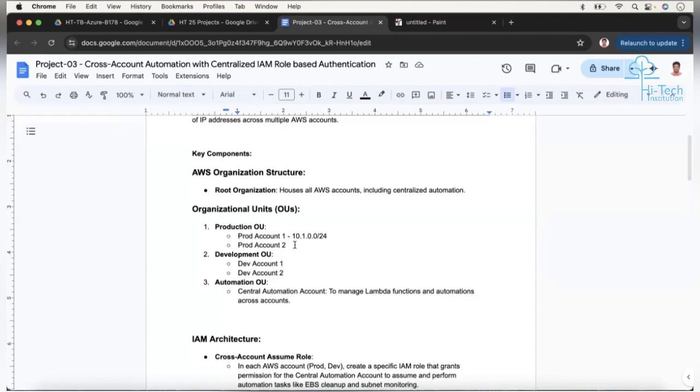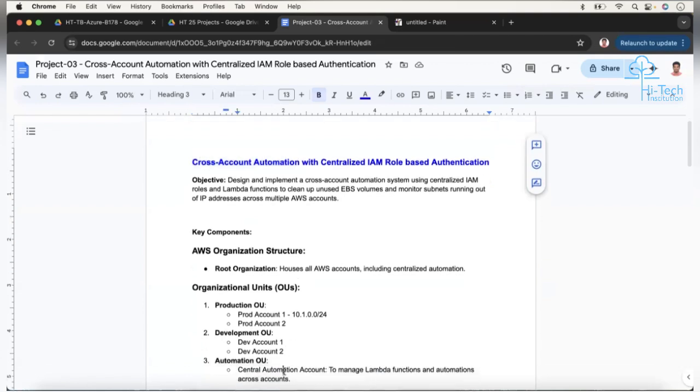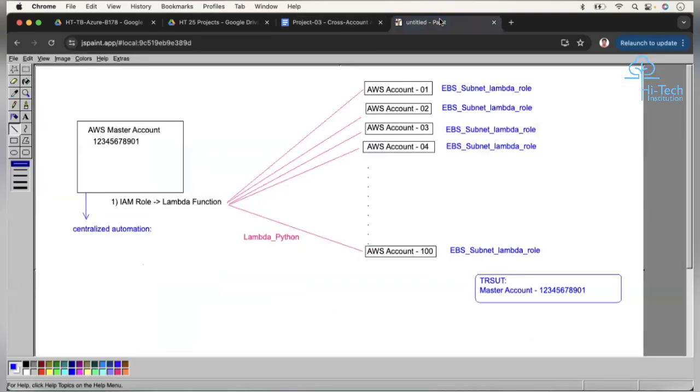But for today's use case, this cross account automation does not require any network level communications. Even if all your 5 AWS accounts are configured with different IP ranges, cross account automation works. How does cross account automation work without any network connectivity? Because this is purely based on an authentication strategy. We are not going to transmit any data here.